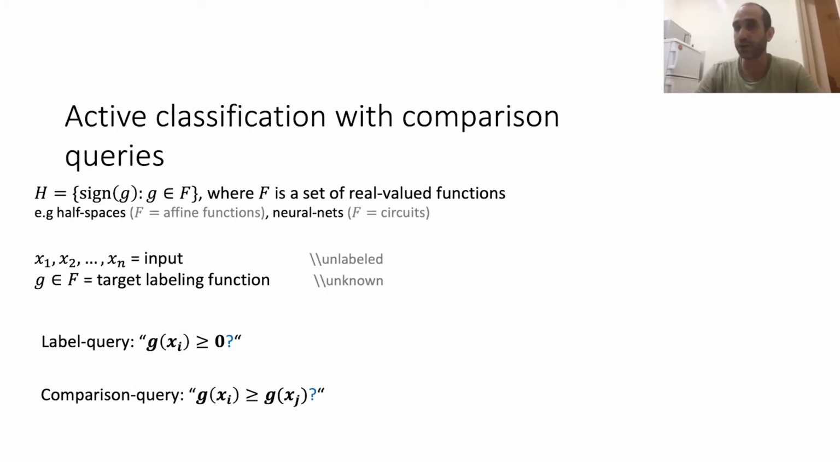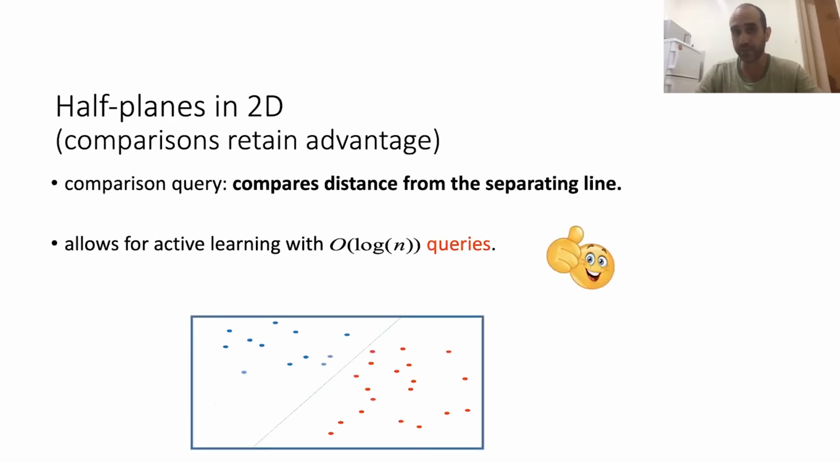Okay, so now let's go back to the planar problem. Let me now give you an algorithm that will show that we can actually retain this logarithmic advantage. The crucial point I want you to remember is the combinatorial semantic of a comparison query. A comparison query basically compares the distance of the two points from the separating line. So this is geometrically the semantic of such a comparison query.